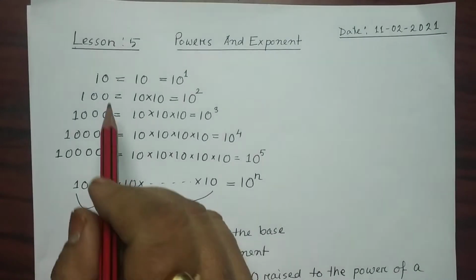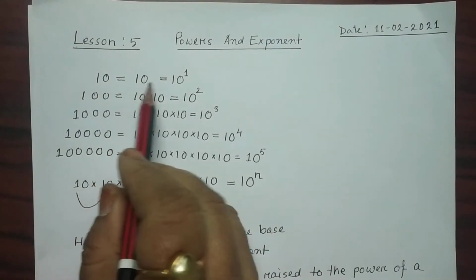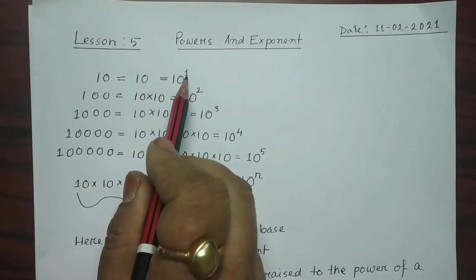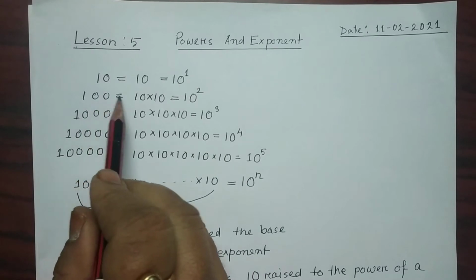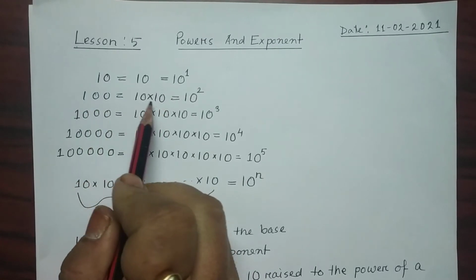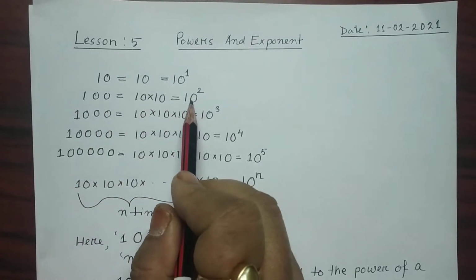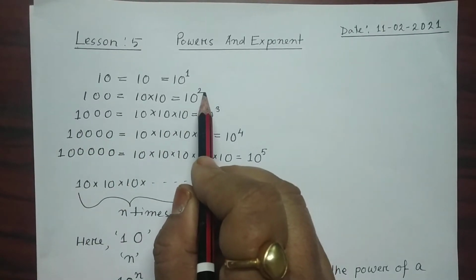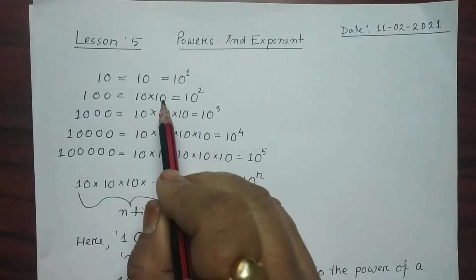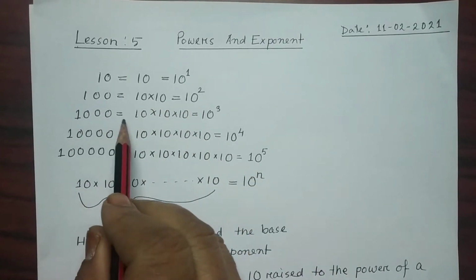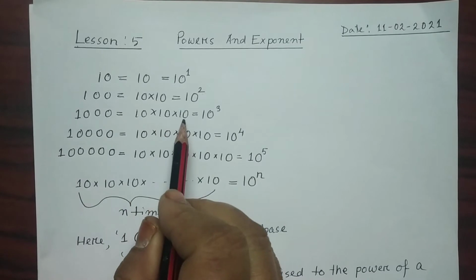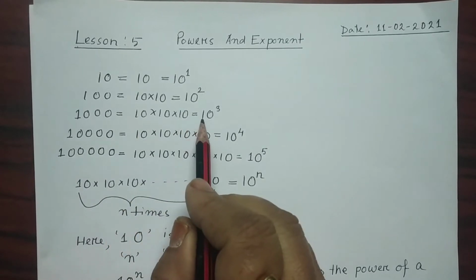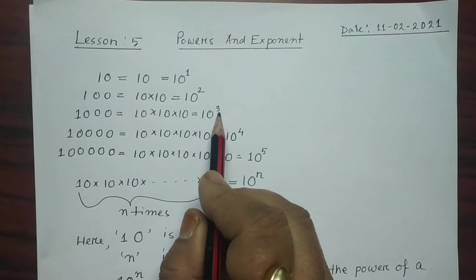Suppose 10 means 10 to the power 1. Here, how many tens? 1 ten. Like 100 means we can write 10 into 10, and this 10 into 10 we can write 10 to the power 2. 10 to the power 2 means here 10 how many times? 2 times. Similarly, this 1000 also we can write 10 into 10 into 10. Here how many 10? 3 tens. That's why we can write 10 to the power 3.